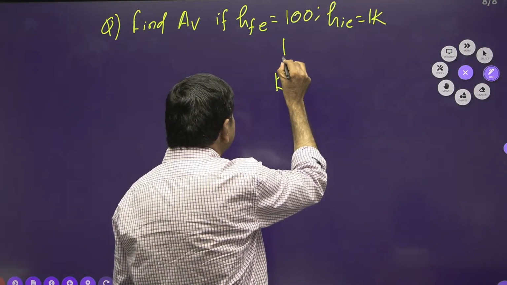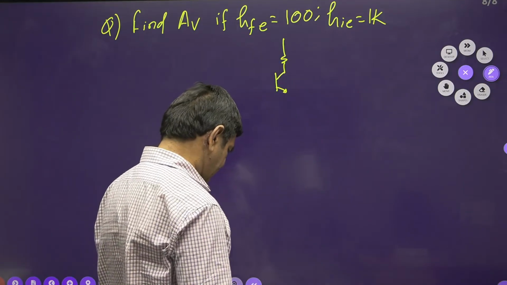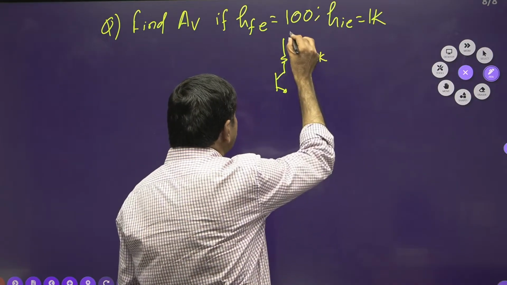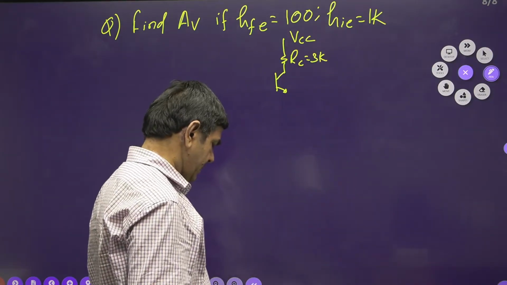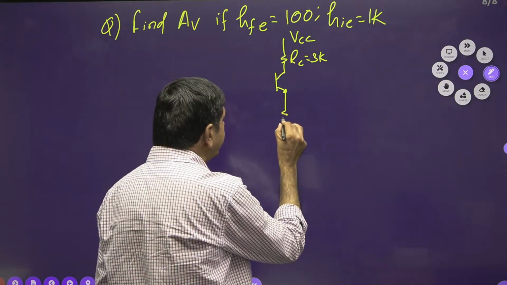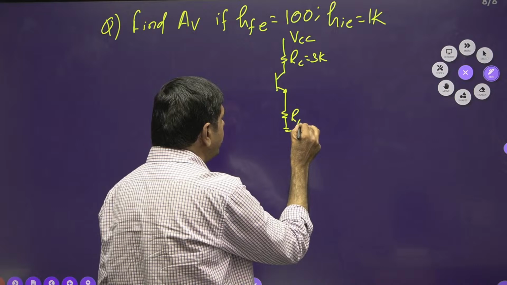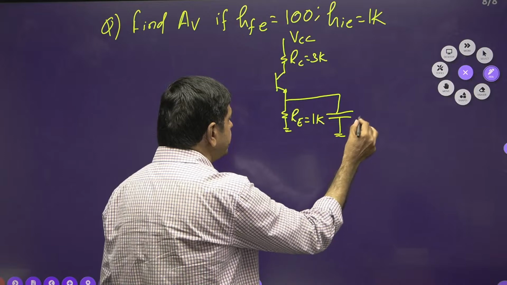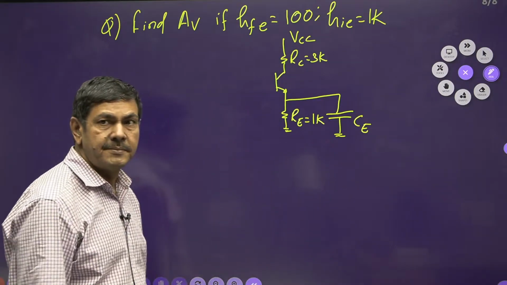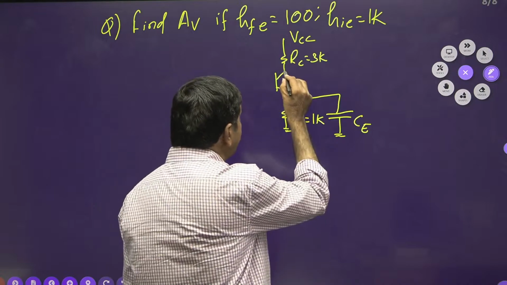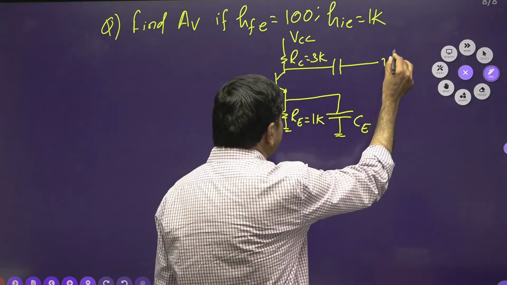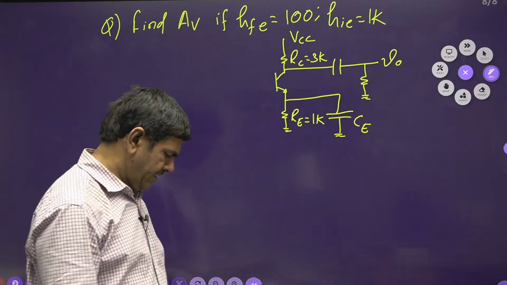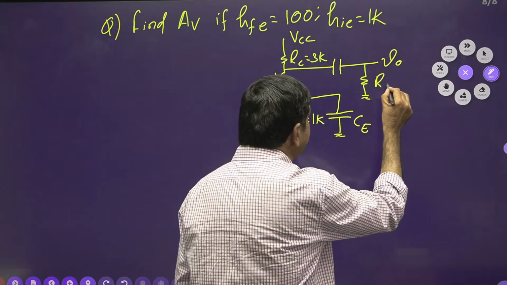This is RC. RC is given 3K. This supply voltage is given VCC. RE is given 1K. There is one bypass capacitor C, and there is a capacitor. This V0 is taken here, connected with a load. That load is given here, RL equal to 3K.